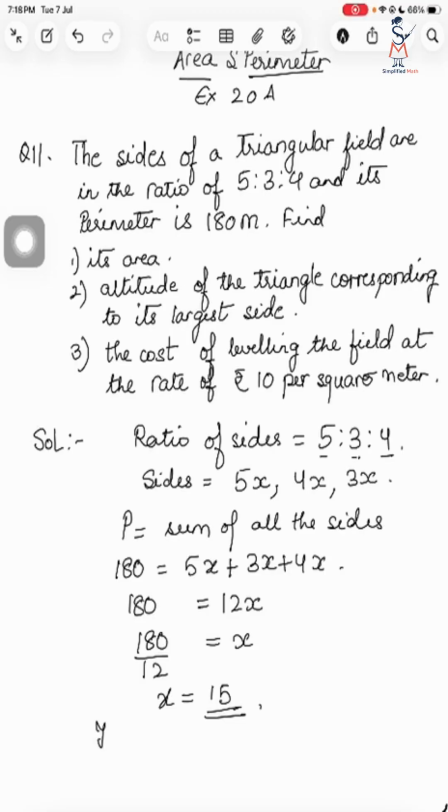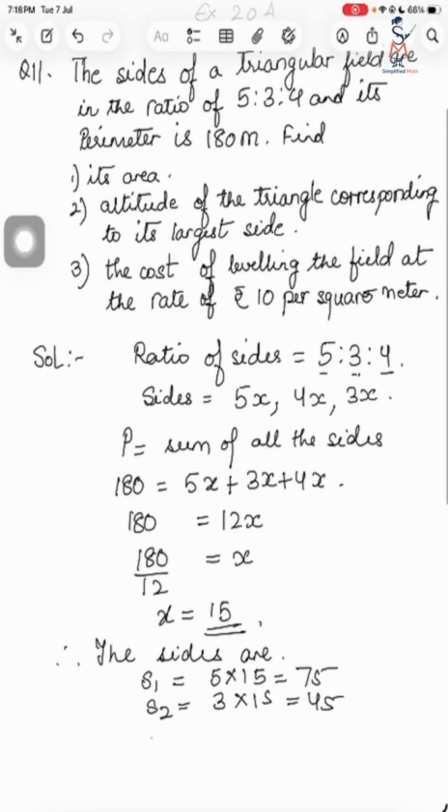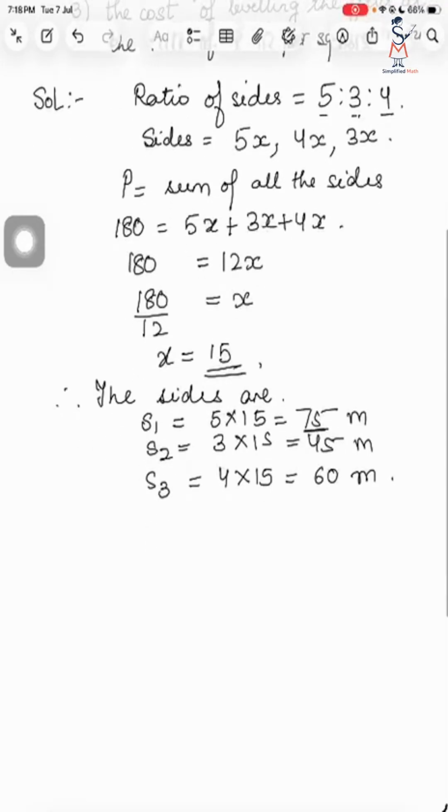So the sides are, let S1 be one side, which will be 5 into 15, that is 75. S2 is 3 into 15, that is 45. And S3, the third side, is 4 into 15, that is 60. These are all in meters because the perimeter was in meters. Now we can see that the largest side is 75.